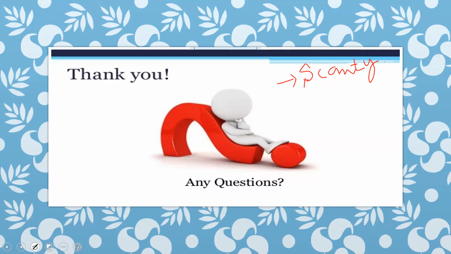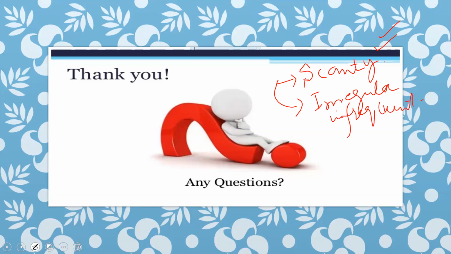Interesting question. I have broken this down into two things. We have one terminology, scanty periods, and we have irregular or infrequent periods. So the two terminologies are there, right? Let's break it down into two parts.